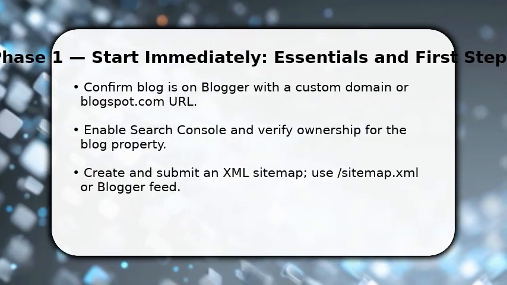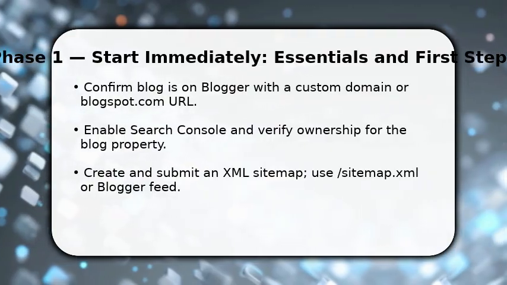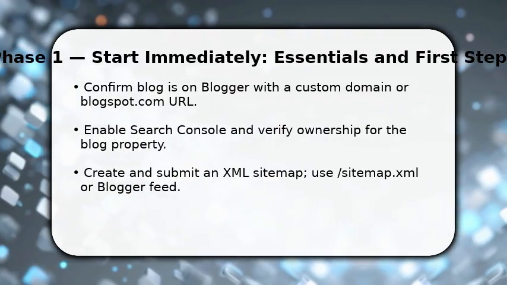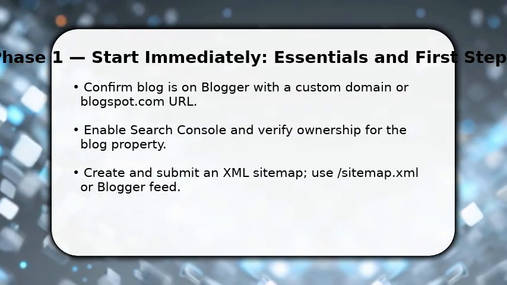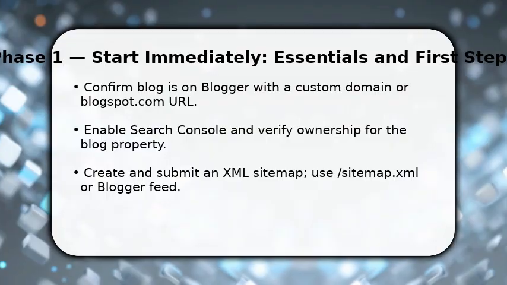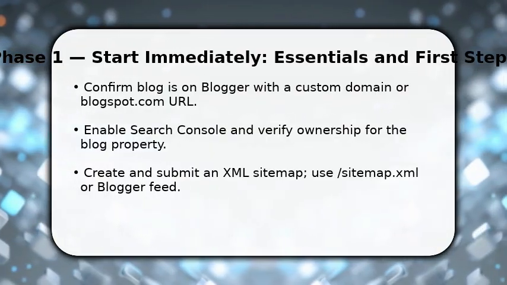Next, check mobile usability and HTTPS. Google Discover favors secure, mobile-friendly content. You should also enable structured data where possible. These first actionable steps get your site visible to Google's systems. They set the foundation for Discover eligibility and early crawling.